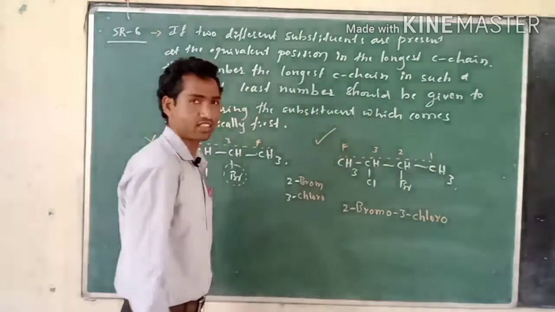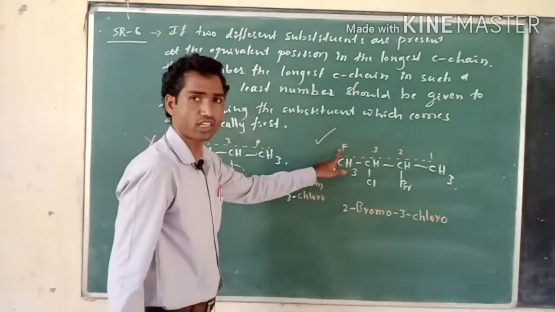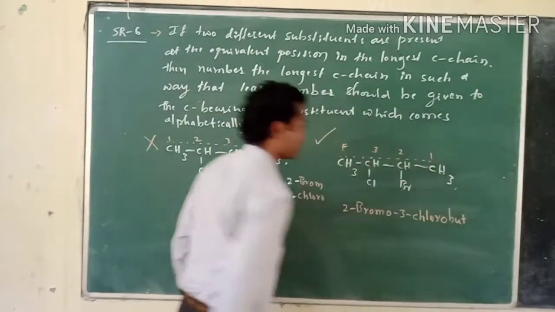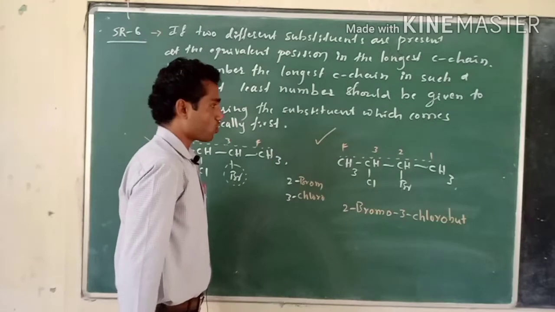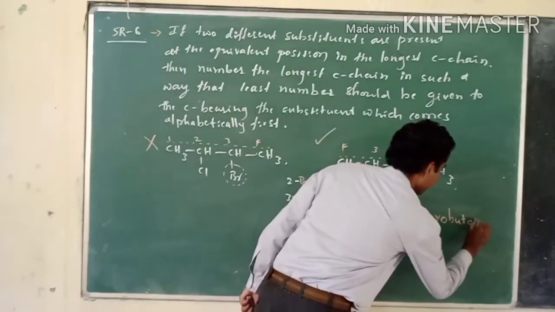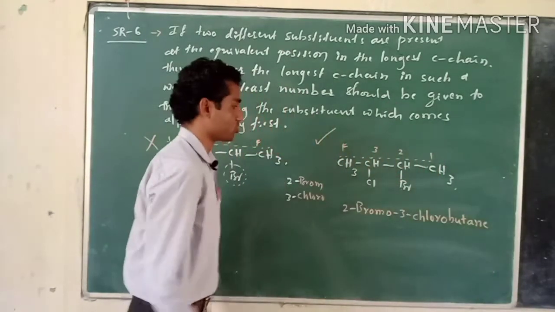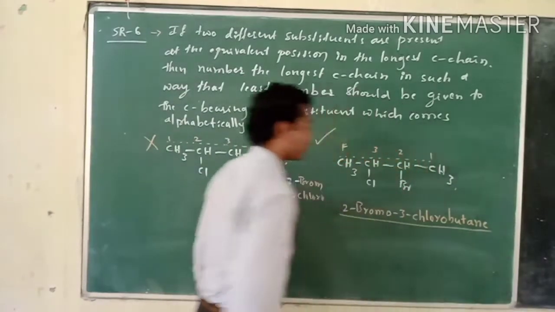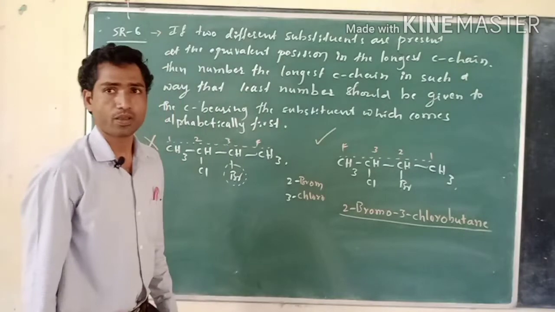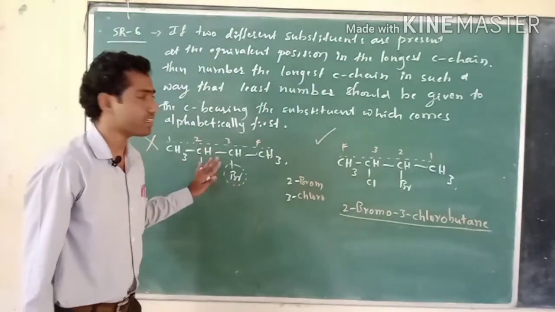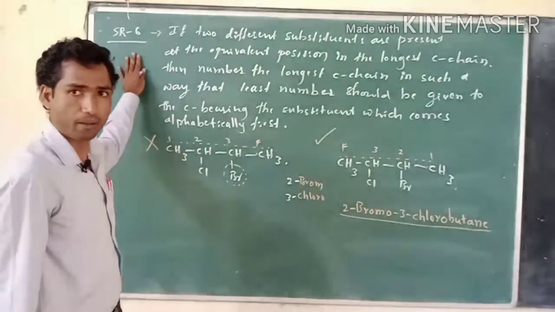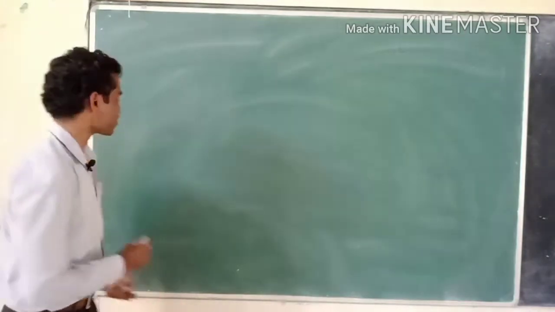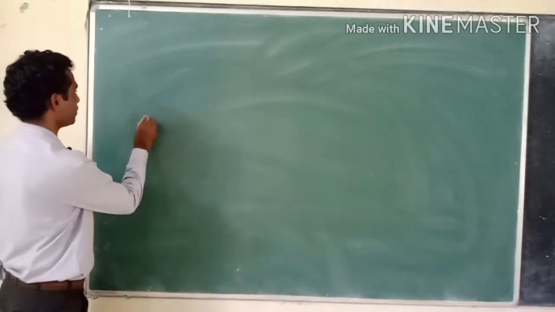This is the prefix. How many carbons are in the longest carbon chain? 4. Therefore but is the root word. ANE is the primary suffix. So 2-bromo-3-chloro butane is the name of the molecule. So this is what the sixth rule is. Now let us move on to the next sub rule. For that, let us understand it through an example.